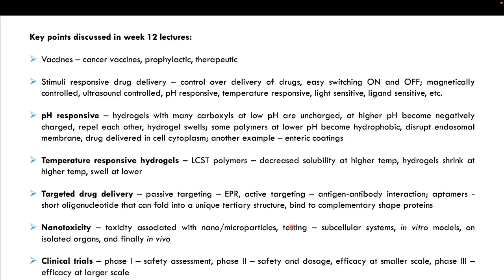Once you see that your drug delivery system has passed your phase 3 trials, then you get the FDA approval to go into the market. So this is how it stands. These are some of the key points in this week's lectures. If there are no doubts here, we'll then move on towards some of the questions.